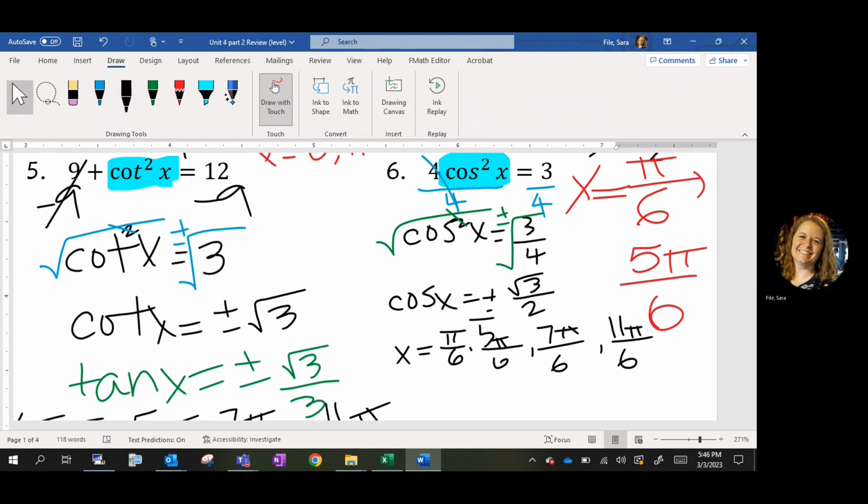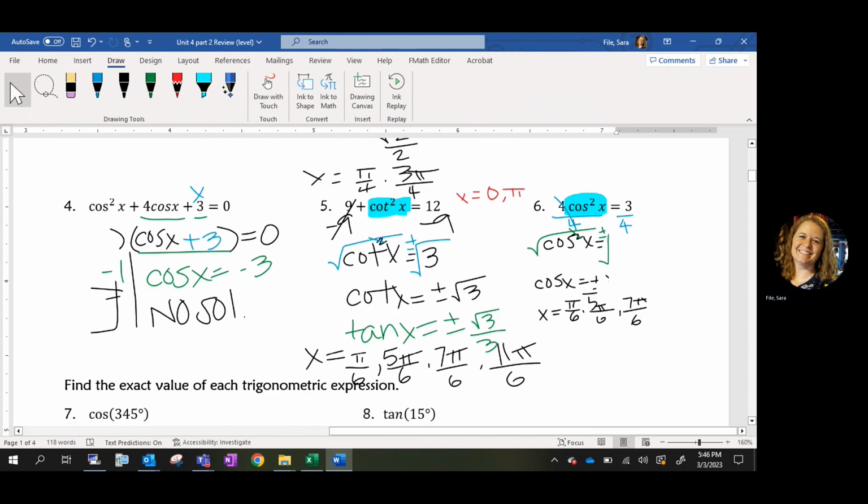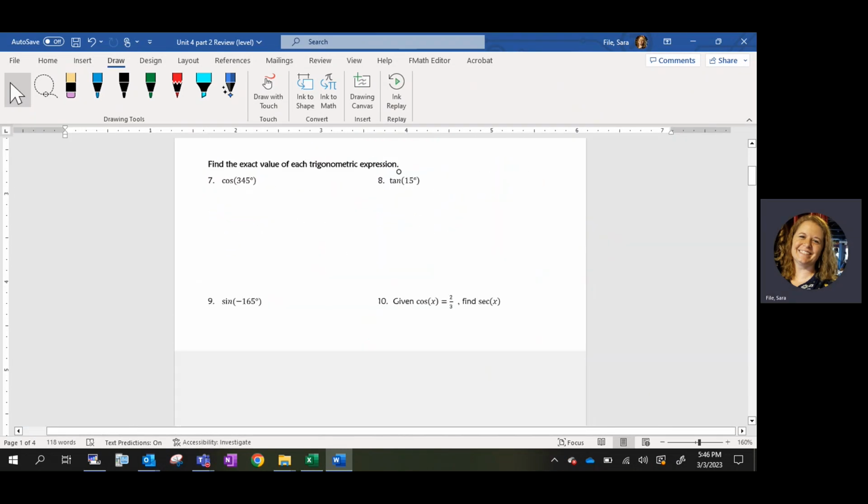All right. So that is it for that first section. Trying to zoom out for you so we can look at it all, but I don't know what's going on with my screen here. There we go.